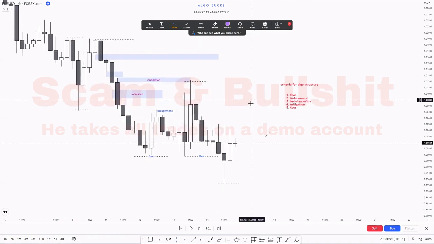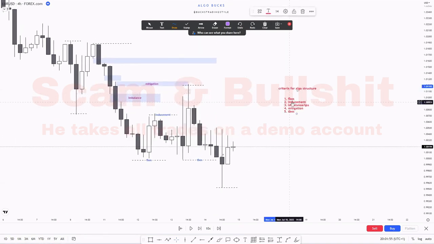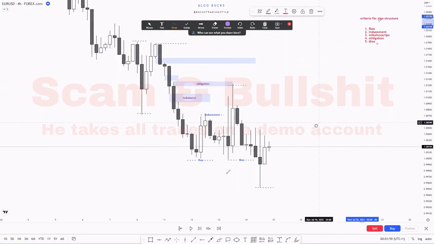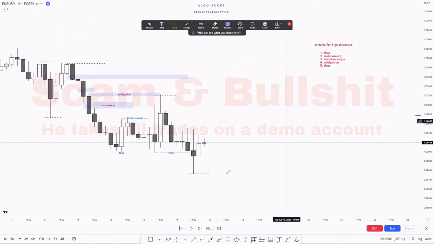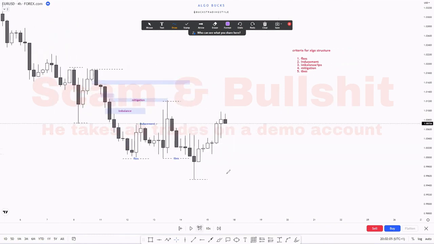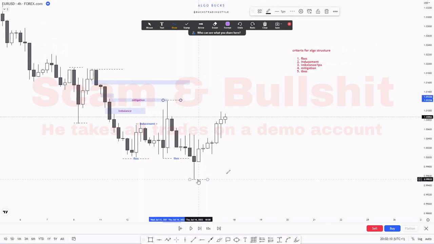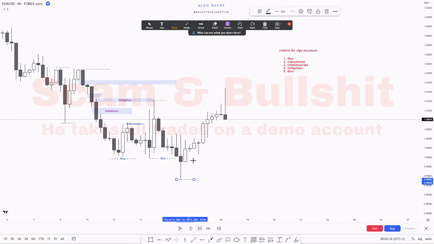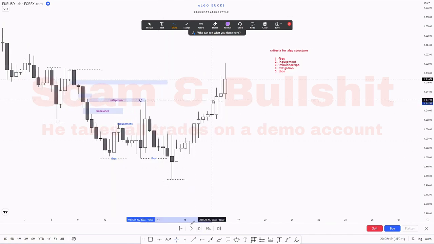So let's keep on playing and see if we see the manipulation setup, because you need to understand structure points. We have this high and this low, right? From this high to this low becomes our range. So let's see if price breaks out of the range. Good, price breaks out of the range right here.